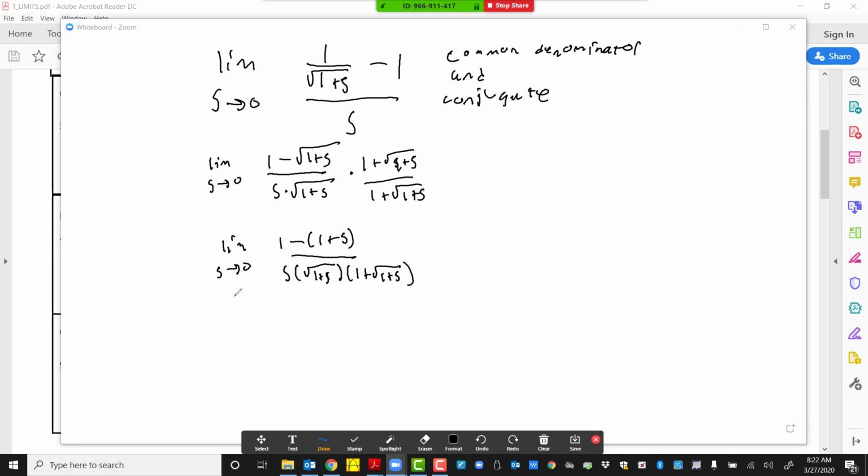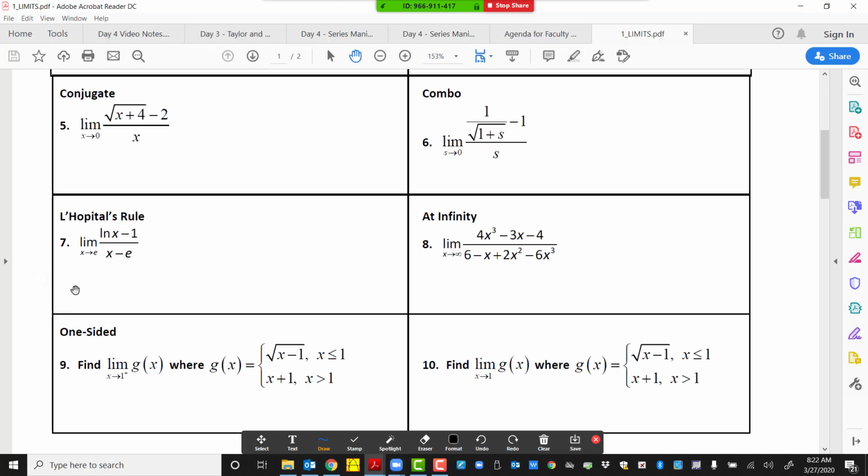Alright, so we'll simplify that numerator and we get the limit as s approaches 0. 1 minus 1 gives us 0, and then a negative s over s times square root of 1 plus s times 1 plus square root of 1 plus s. Oh, look at that, I was right, those s's cancel. We're left with a negative 1 on top. Plug in 0, we get 1 times 1 plus 1, which gives us negative 1 over 2. Okay, and there's our answer to that one.